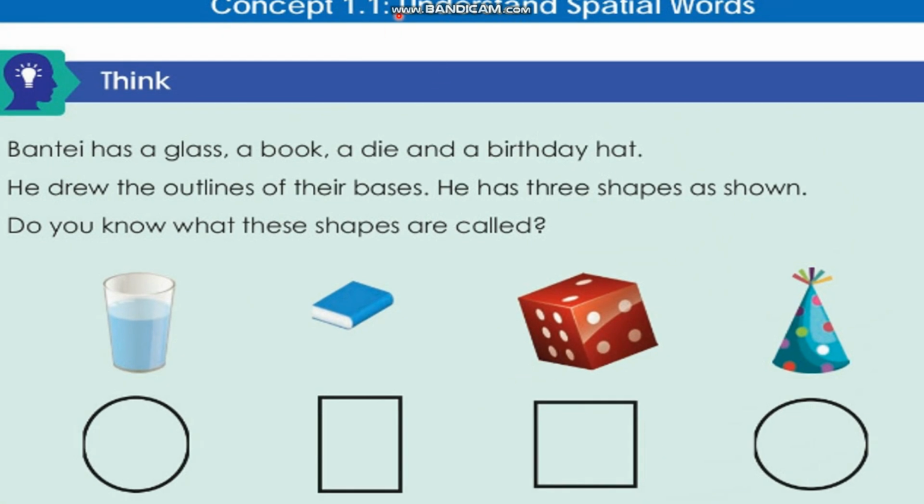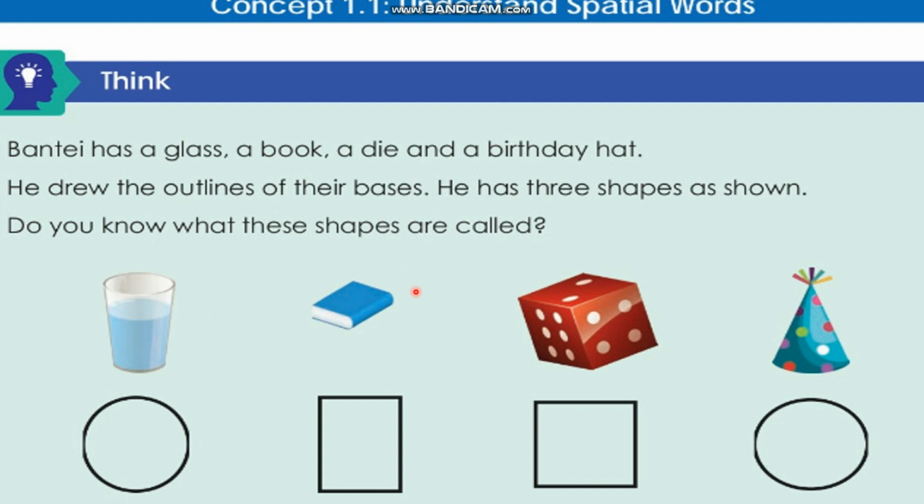The first concept we are going to study is understand spatial words. So, before moving to this, we will discuss or we will think about a small problem. Okay, look at this question. Bande has a glass, a book, a die, and a birthday hat. Where is glass? Here is the glass.